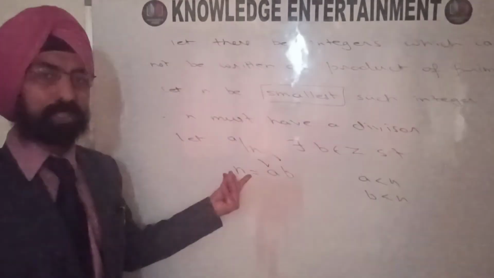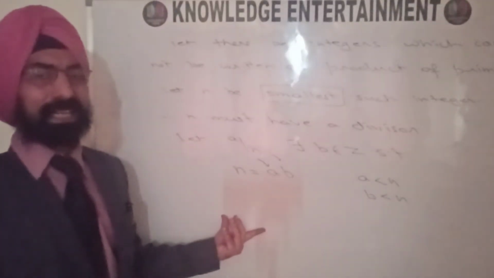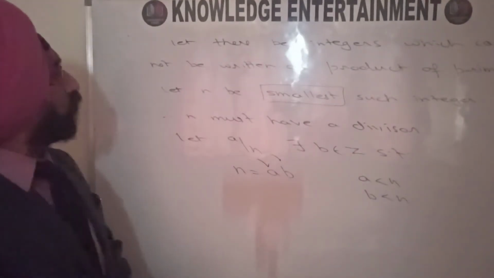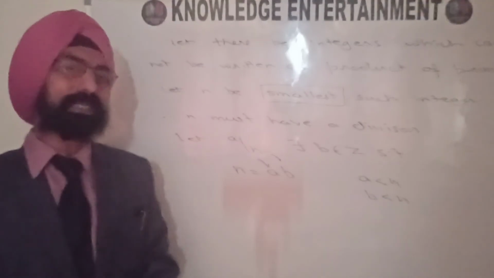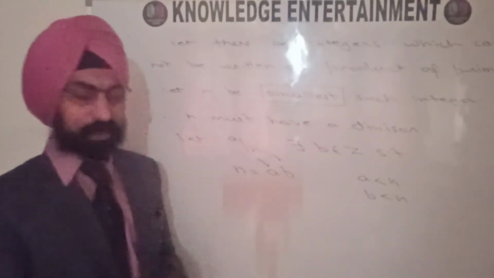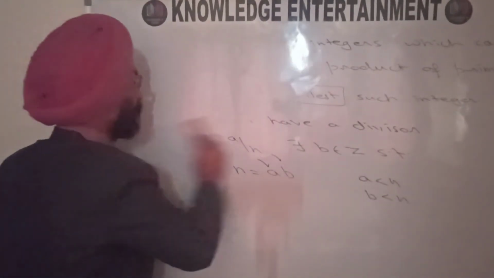That means n is a product of primes. That means we arrive at a contradiction. And why this contradiction? Because we have supposed that there are integers which cannot be written as a product of primes. That means every integer can be written as a product of powers of primes. So one part is proved, and now we are moving on to the uniqueness part.